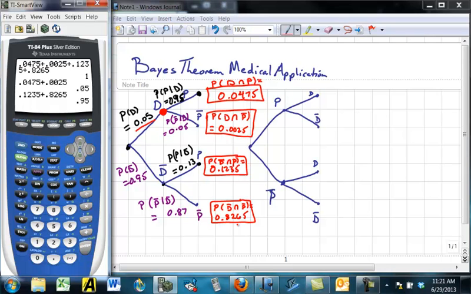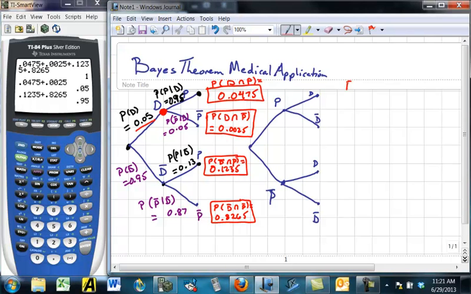Okay, so far we know nothing about the tree on the right. Nothing was given to us. We haven't worked anything out. But the thing to notice is this probability at the end is going to be the probability of both P and D, or D and P. Well, we already know what that is. It is 0.0475. So this probability at the end for this path here, that we already know.